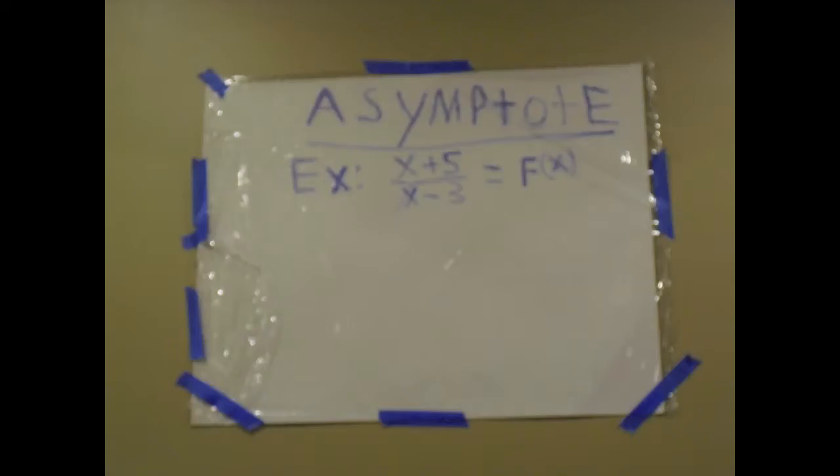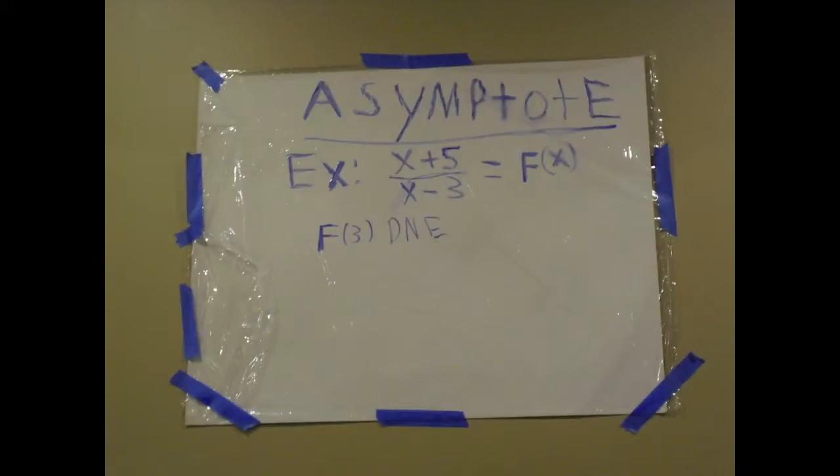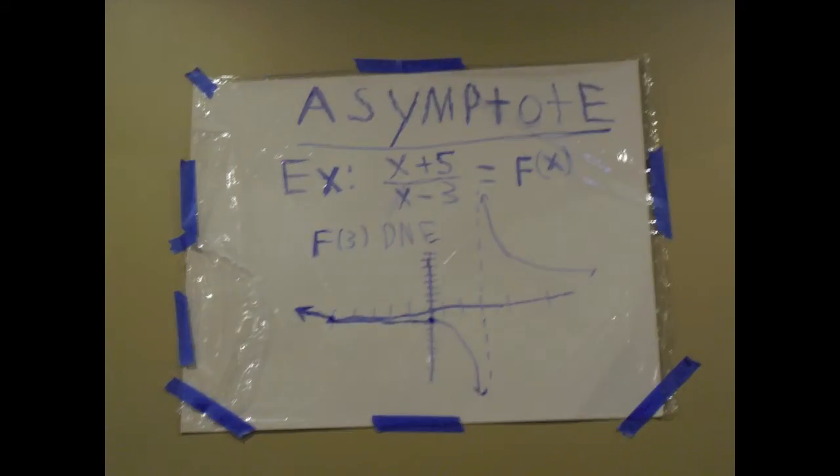An asymptote is when the limit of a function at a point on either the left or the right side approaches positive or negative infinity. Our example is (x plus 5) over (x minus 3). When x equals 3, the function is undefined and therefore does not exist. This is what the graph of this function looks like. As you can see, at no point on this graph does x equal 3. The limit on the right hand side approaches positive infinity and the left hand side approaches negative infinity.